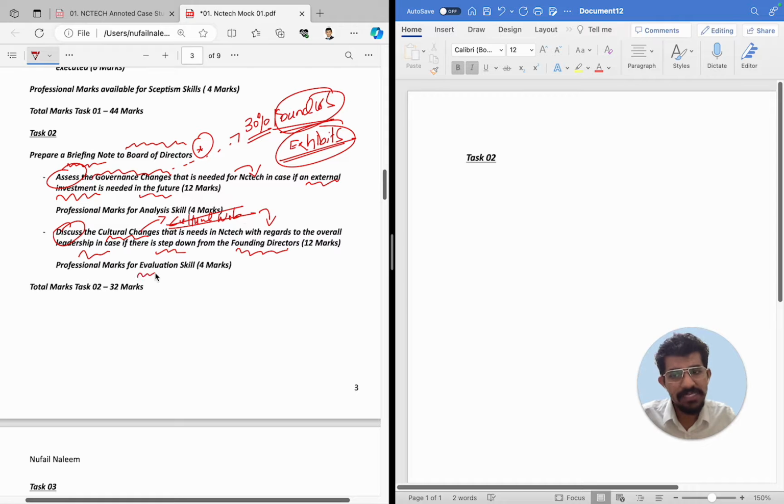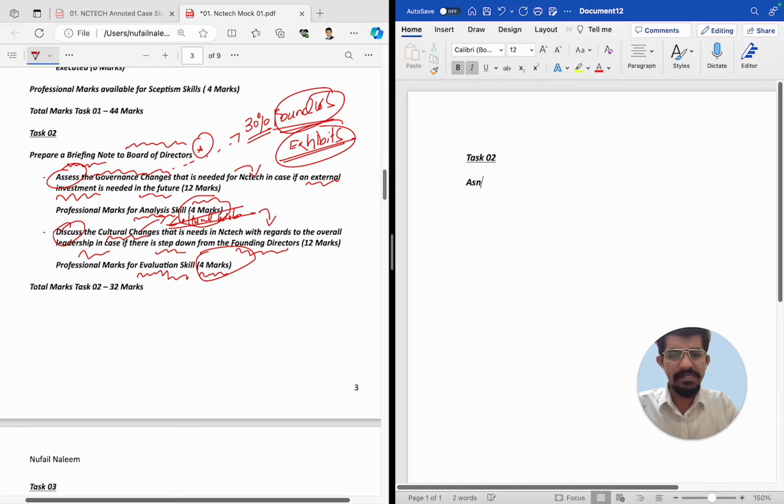So the professional marks in this case are for evaluation skills, which is 4 marks, and analysis skills, which is also 4 marks in total. So I believe this is very practical and very clear for you all. In the initial stages, students, you have to plan properly in order to get this understanding. I will effectively do my answer plan, because planning your answer is very critical: you read 2-3 times and you don't make mistakes.